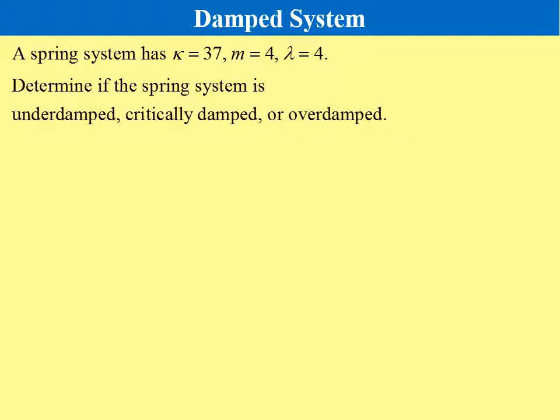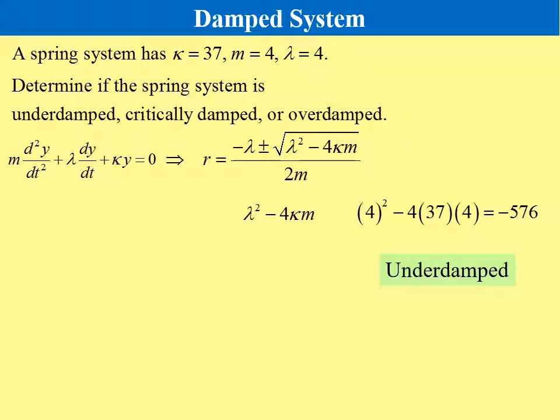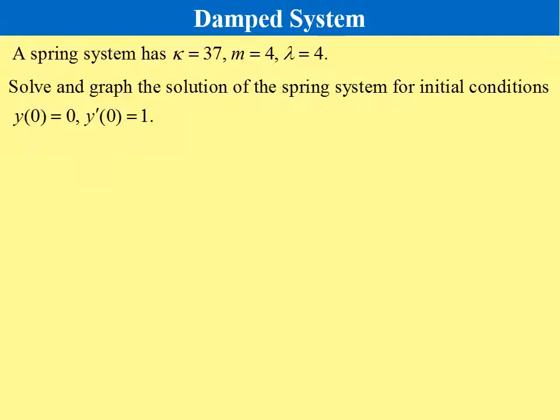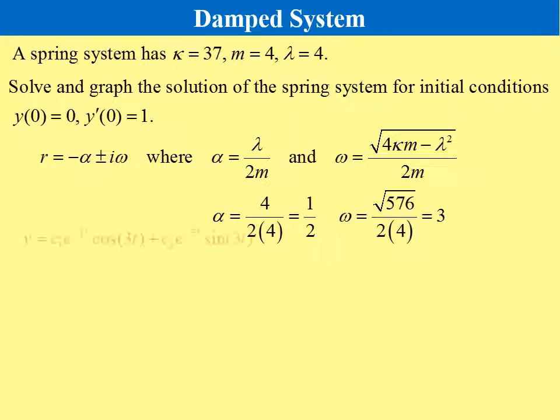Now in this example, we're asked to categorize the system given by these values of kappa, m, and lambda. So, using our discriminant, lambda squared minus 4 kappa m, we get a negative value. Now the negative value means that it's underdamped. Now we're going to continue on and solve the system. We've already done all of the work. It should be on a handout that you'll be given in class, and we can just substitute and write our equation.